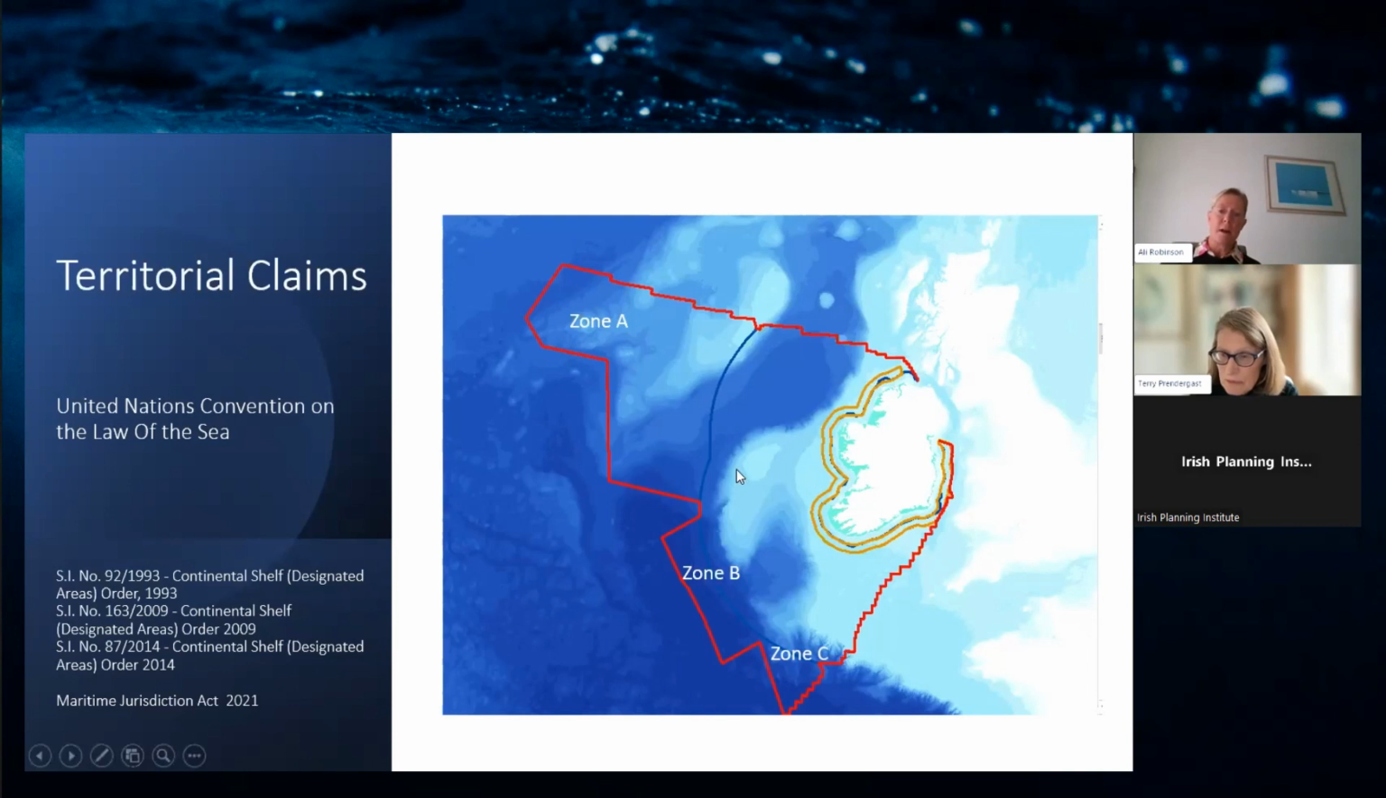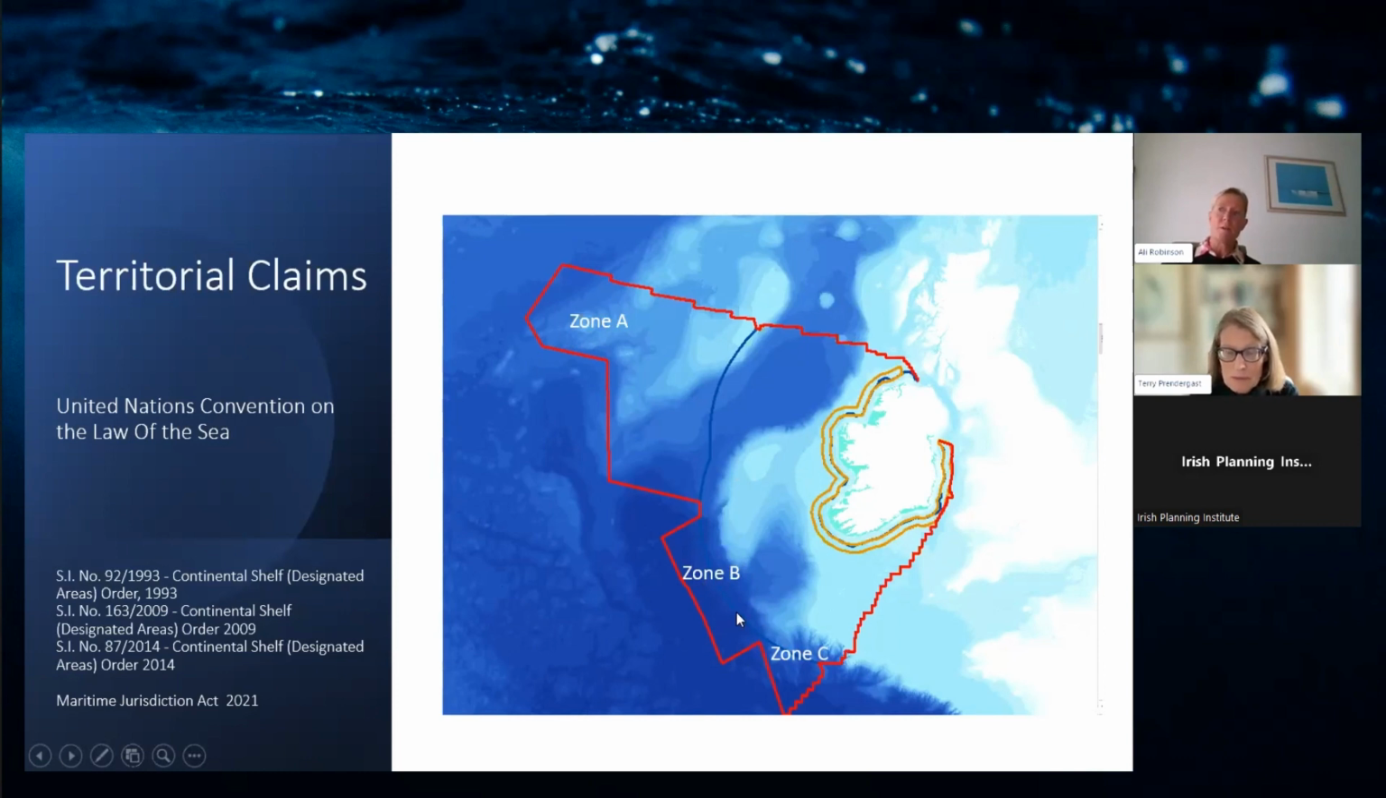So the UNCLOS law of the sea provides for a very prescriptive means whereby a member state may evidence rights to an extended continental shelf. And in the case of Zone B, those rights have been accepted, and in law now, this zone here is now a part of our exclusive economic zone. It equates to about 40,000 square kilometres, so significant in terms of marine spatial planning.